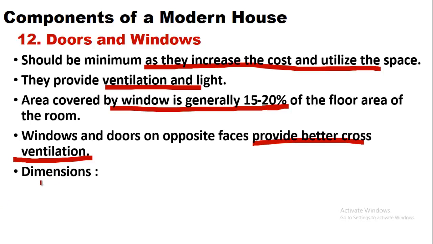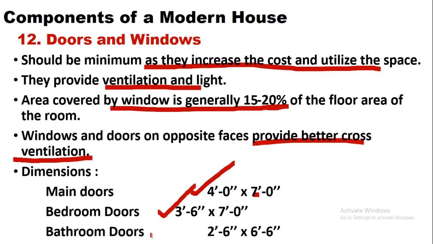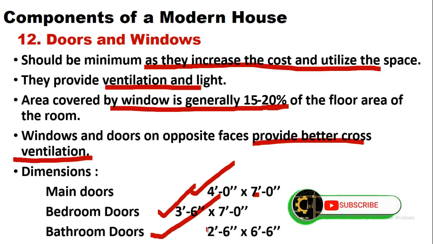And what should be the dimensions for these doors and windows? For main doors, its size should be 4 feet by 7 feet. And for bedrooms, its dimension should be 3.5 feet by 7 feet. And for bathrooms, the standard size of a door is 2 feet 6 inches, or you can say 2.5 feet, and 6 feet 6 inches.